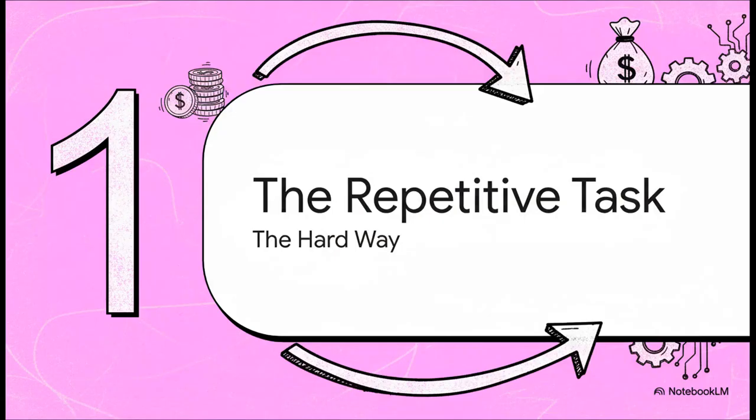Okay, so how would a computer even approach this without a loop? Well, it would have to follow a set of instructions, one by one, over and over again. Let's take a look at what that manual process feels like.